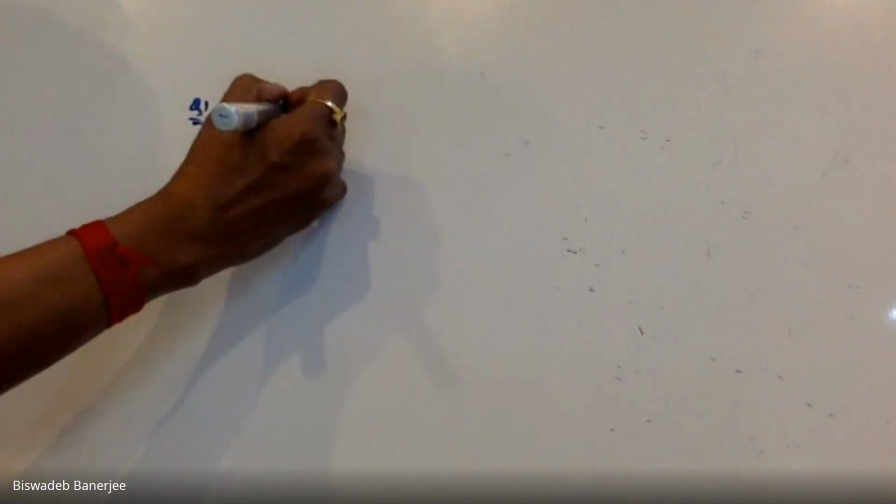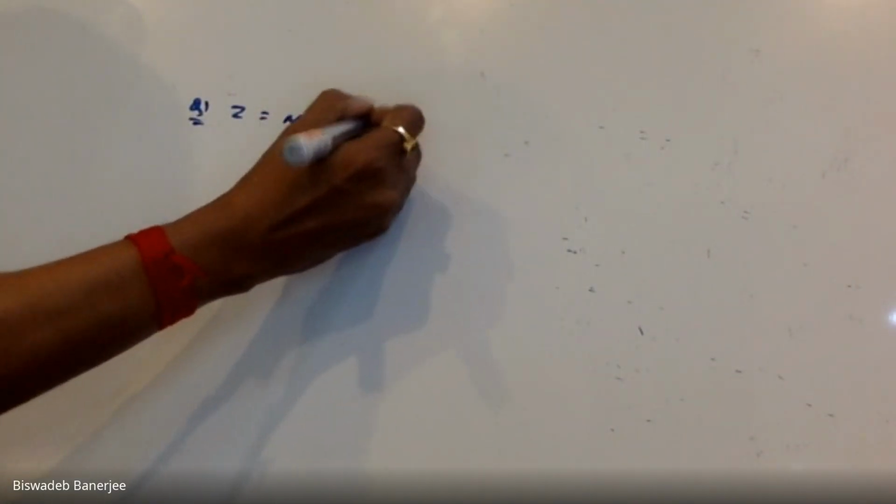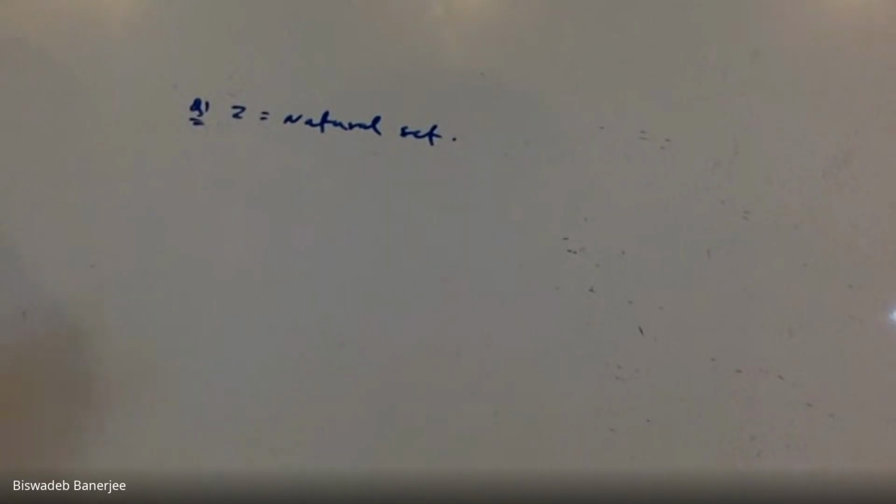Now we shall solve some important questions from this chapter. First important question. The question is, suppose Z is the set of all natural numbers. That is my given set. These questions came in a few exams.